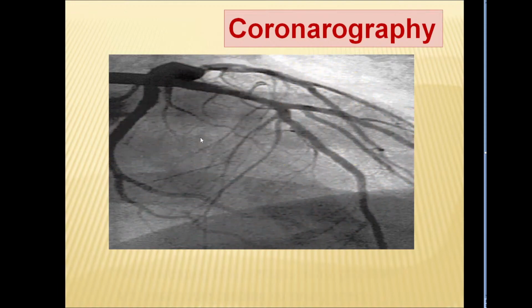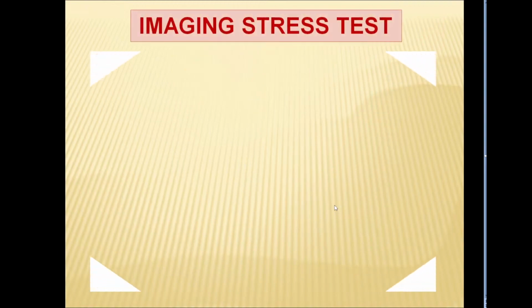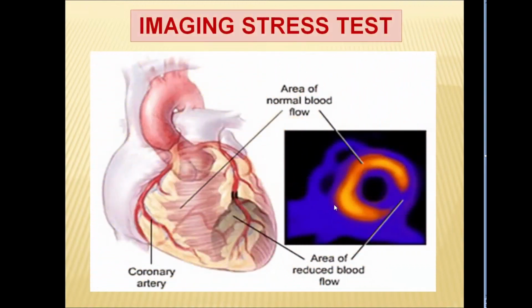Coronarography reveals narrowing of coronary arteries. You see in this patient 95% of the coronary artery is diminished and blood flow significantly restricted. This patient needs specific surgical correction. The same problem we see on the imaging stress test. We see an area with reduced blood flow, which is colored with blue color.